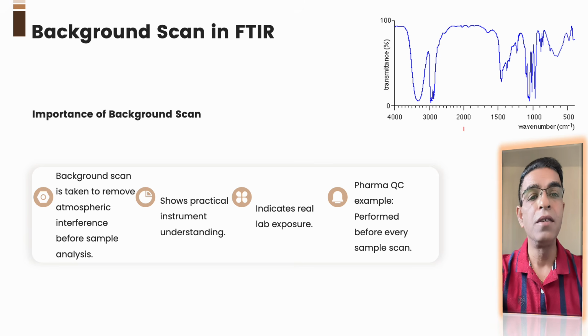And you can add your answer naturally like this. Sir, background scan is basically the first step we do before running any sample. It is performed to remove the effect of atmospheric gases like air, moisture, and carbon dioxide, which can otherwise interfere with the spectrum. Then answer simply. So we take a background scan first, and after that, once we scan the sample, the instrument shows only the peaks that belong to the sample, not the environment.